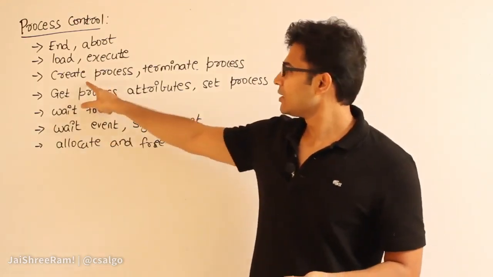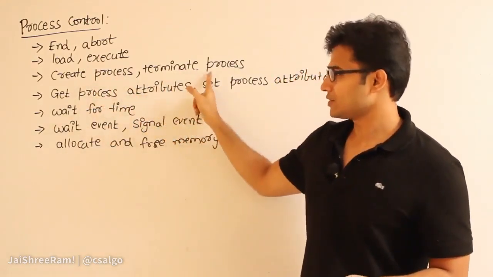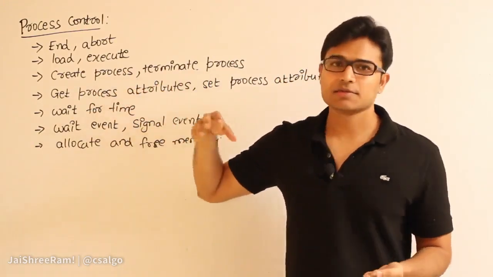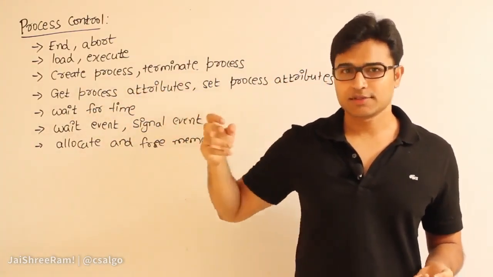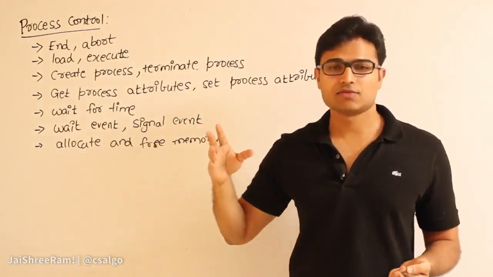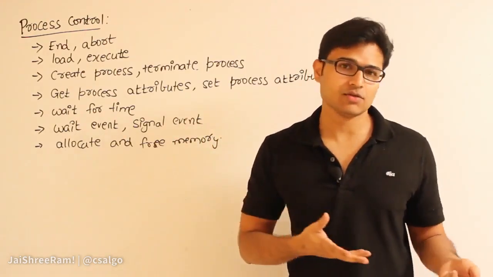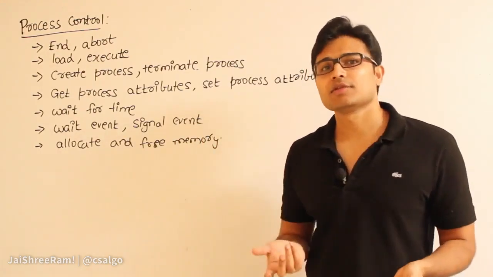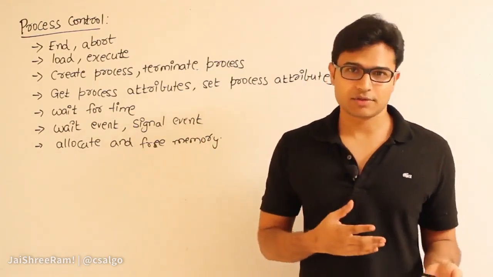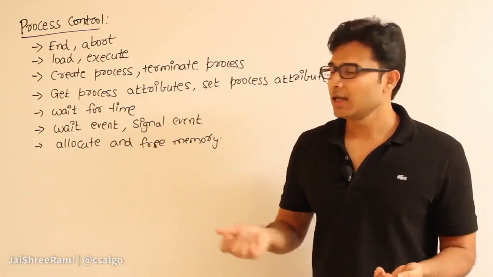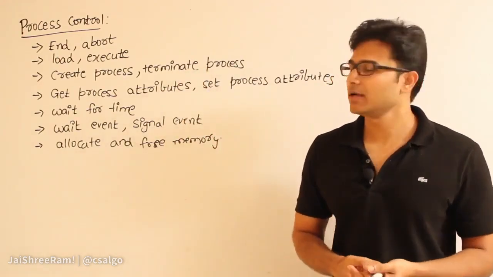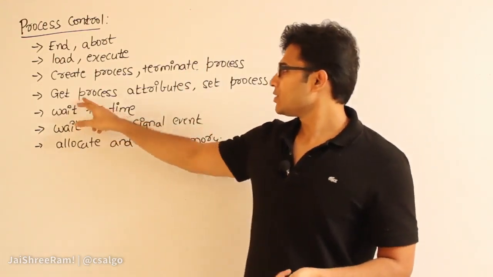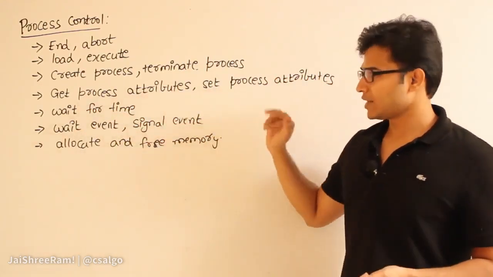And the next one is create process and terminate process. There are various mechanisms by which you can create a process, and one such mechanism is the fork system call, which is used in Linux. By using the fork system call, you will be able to create a new process that is called a child process, and similarly you can terminate a process that you created. Got it? And the next one is get process attributes, set process attributes.